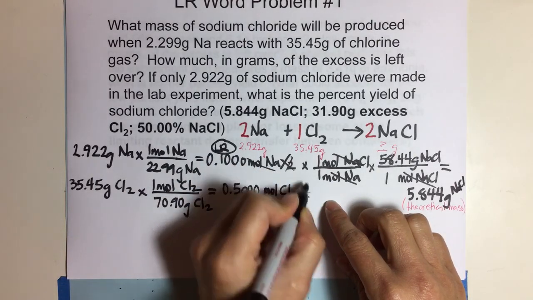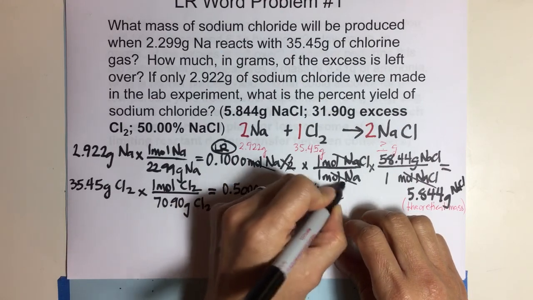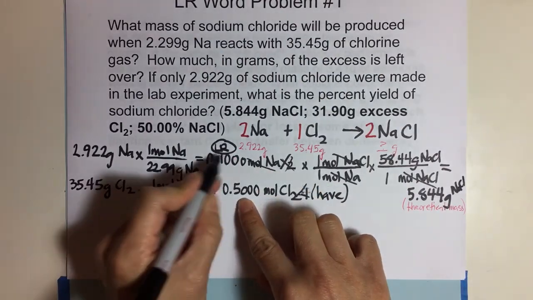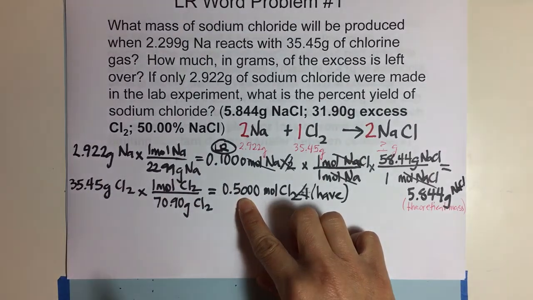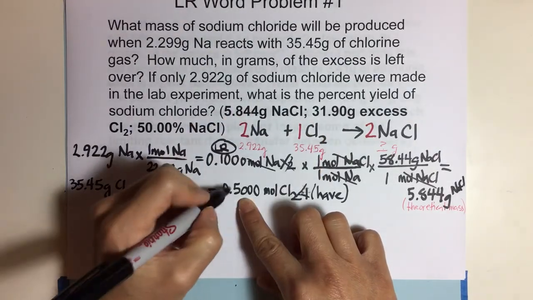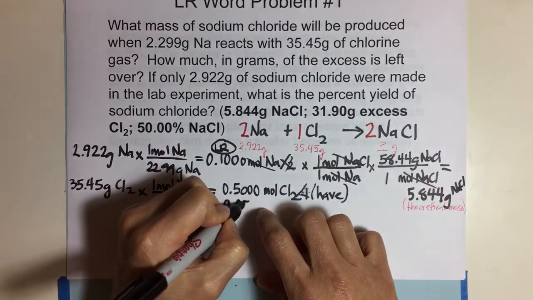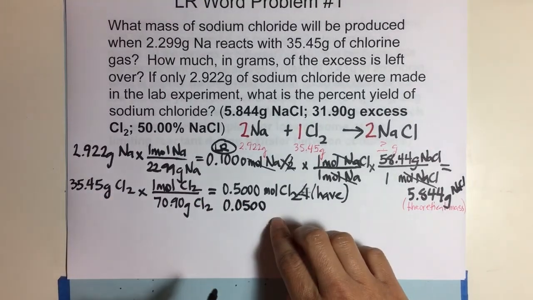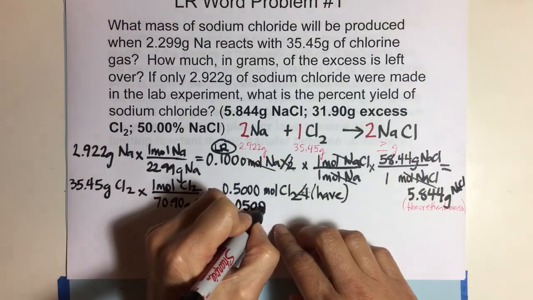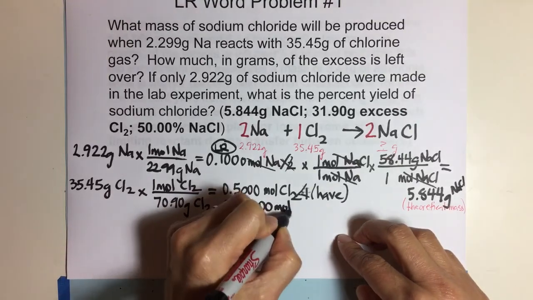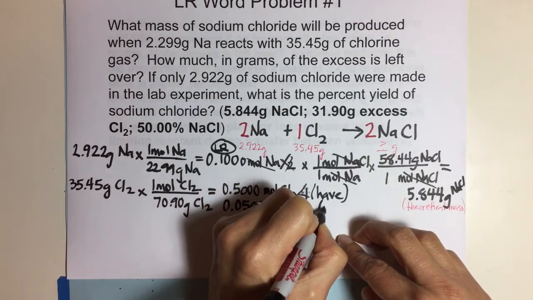Well, according to what you see here, this is what we have. I'm going to erase this. This is what I have of the chlorine. Half of this amount is how much of the chlorine will react. What's half that amount? 0.050. And so that's how much chlorine reacted.